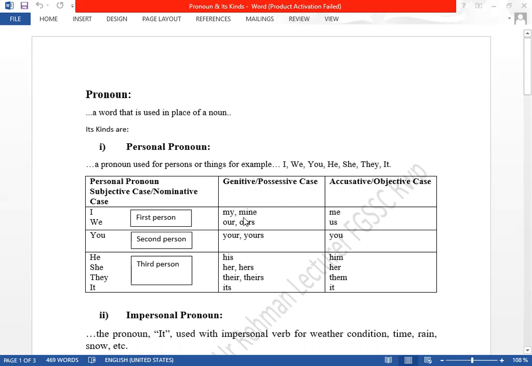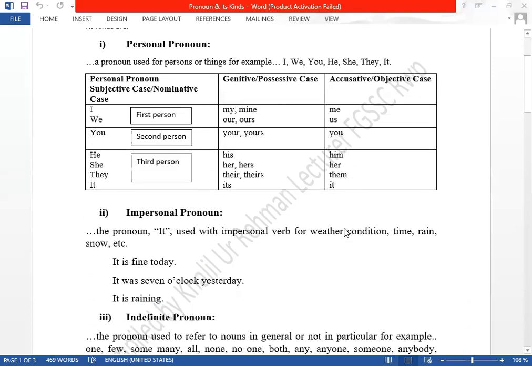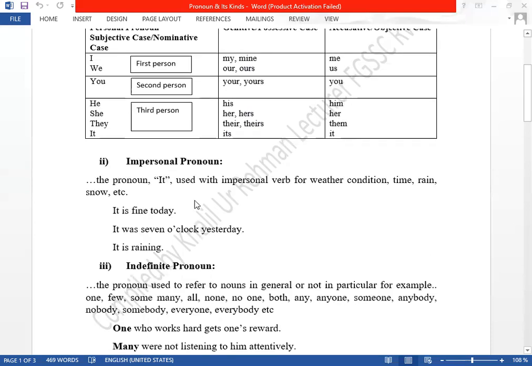You can see that I takes the form of my, mine when it is used in possessive form, and when it is used in objective form or objective case, then it takes the form of me, and then we come towards we, our, ours, and as in the same way, the remaining forms are also discussed here in this table. Then we come towards impersonal pronoun.